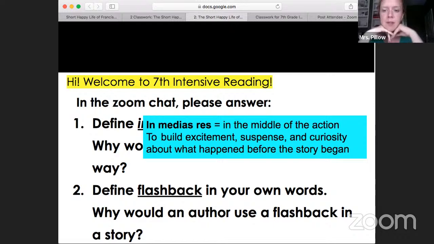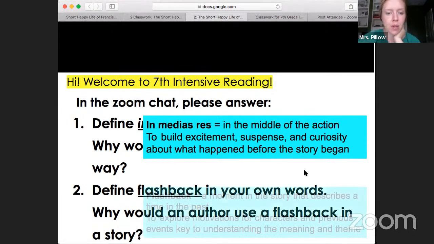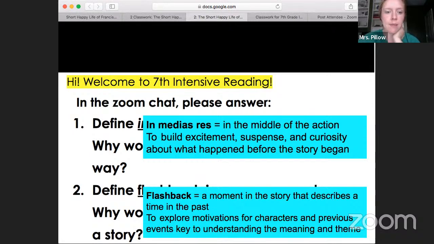All right, what's a flashback? Like when the author just says some event that happened in the past. Good. And why would someone use a flashback? To give context. Yeah, absolutely. I said to explore motivations for characters and previous events, key to understanding the meaning and the theme. Context, I agree with that too.